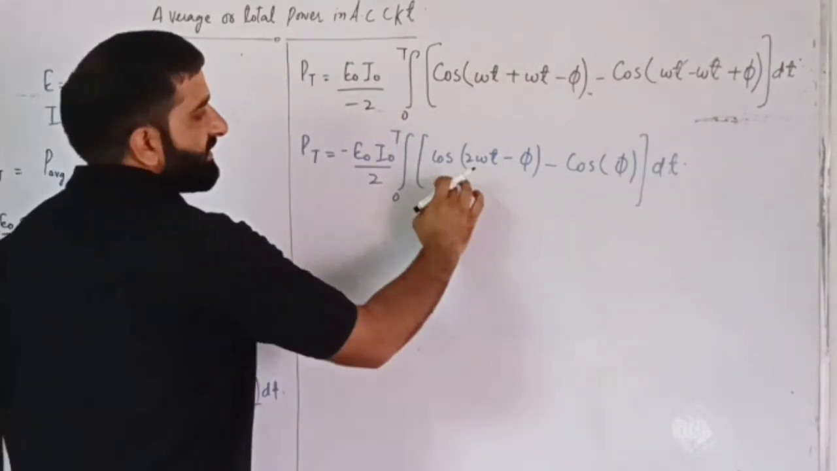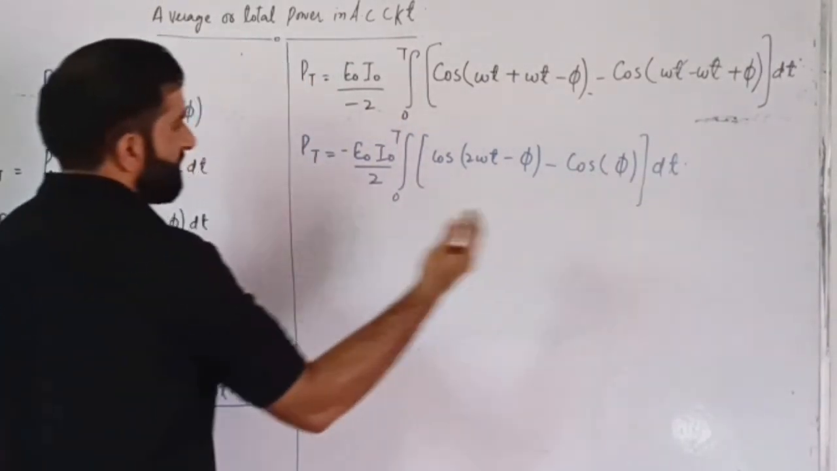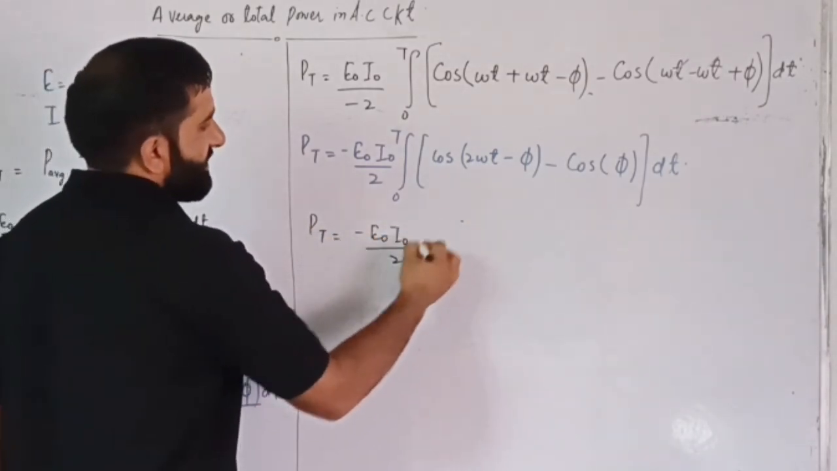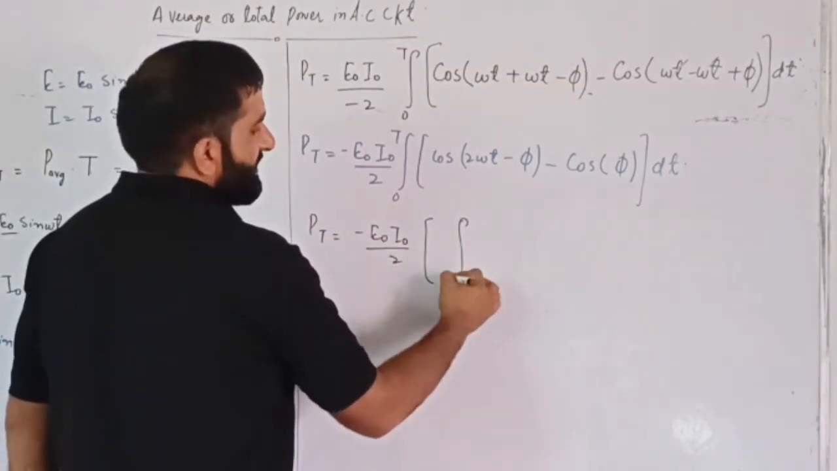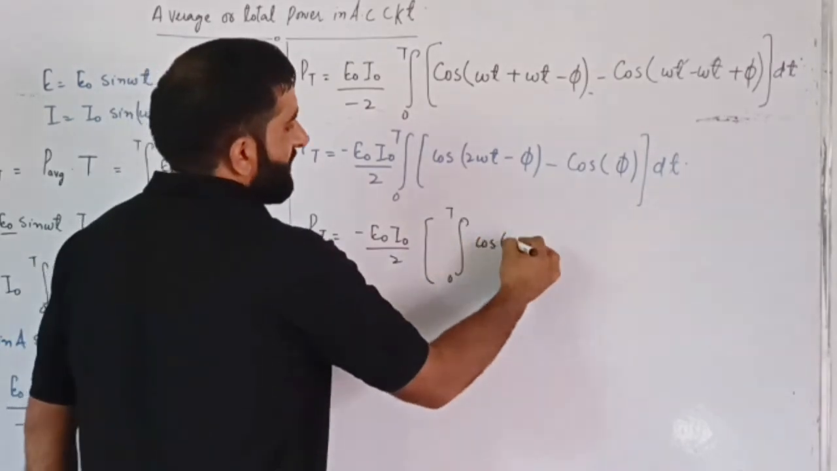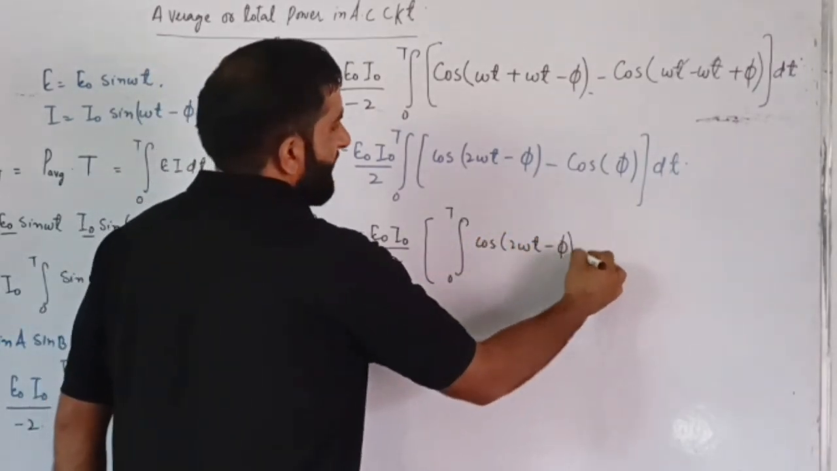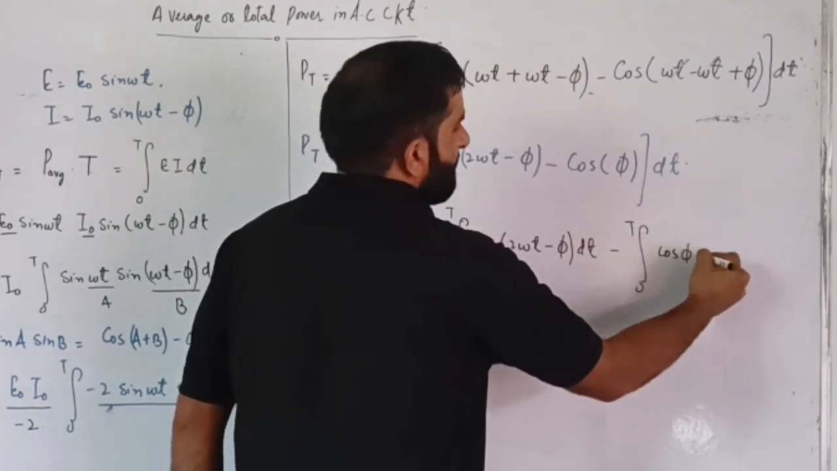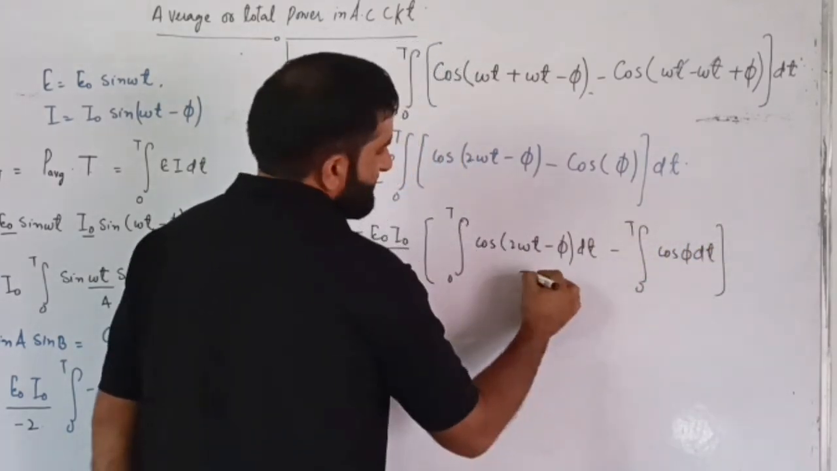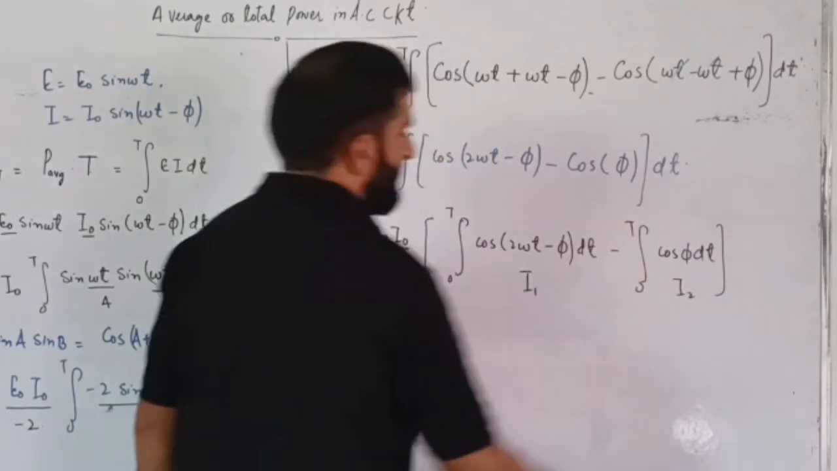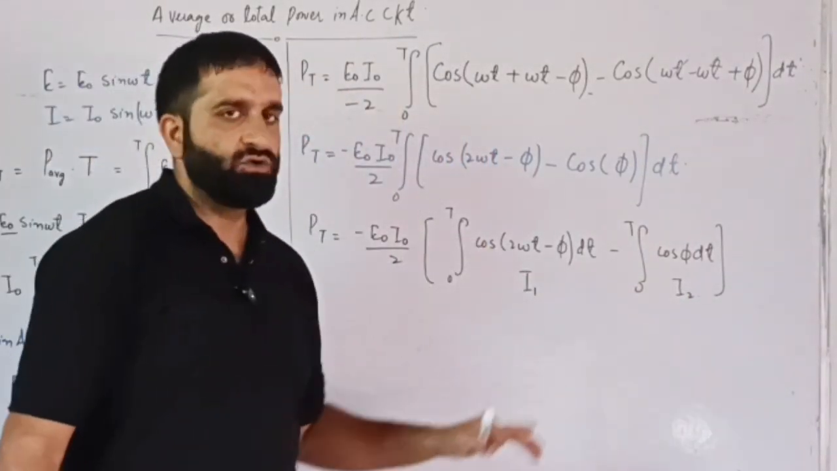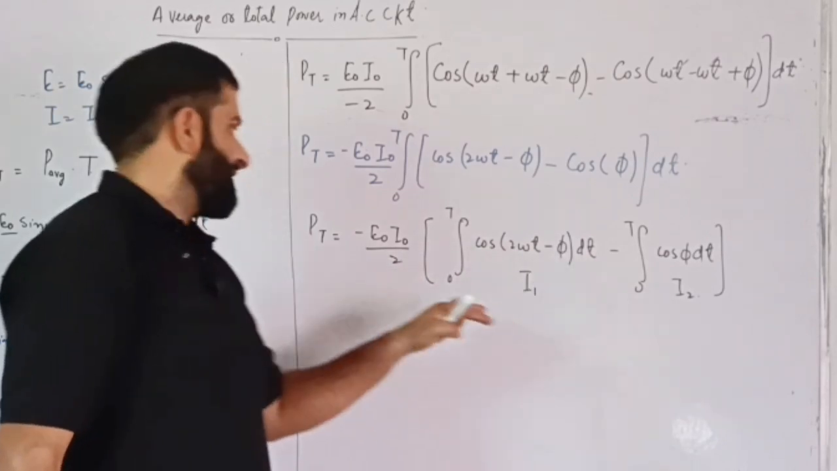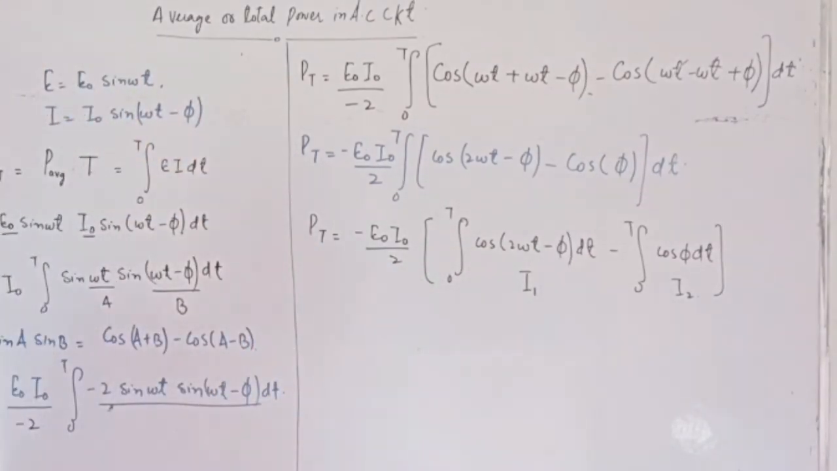Now we will integrate these one by one. So our PT becomes equal to minus E0 I0 divided by 2 times the integral from 0 to t of cos of twice omega t minus phi dt, minus the integral from 0 to t of cos of phi dt. Let us name them I1 and I2. We will solve I1 first and then I2, then we will substitute the values of the integrals here and we will have the value of the total power.